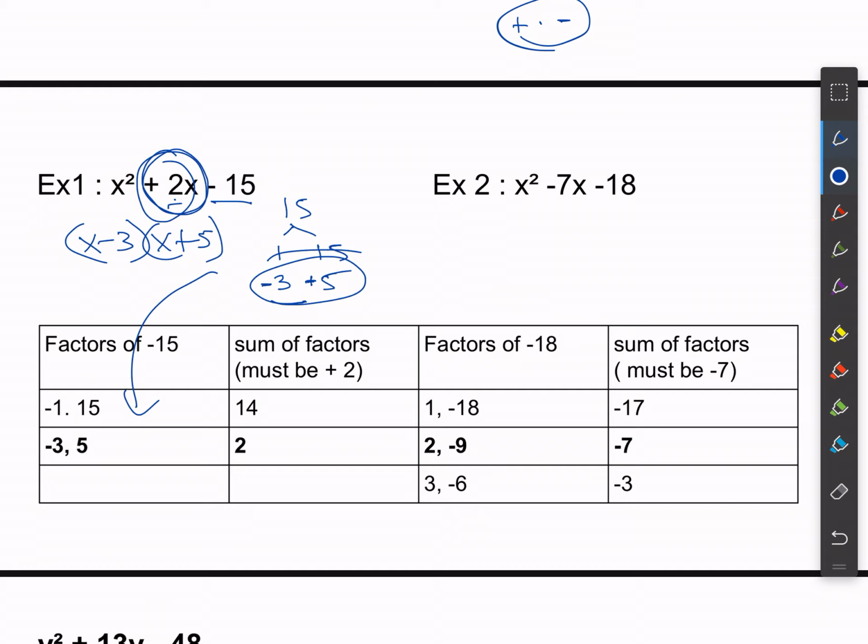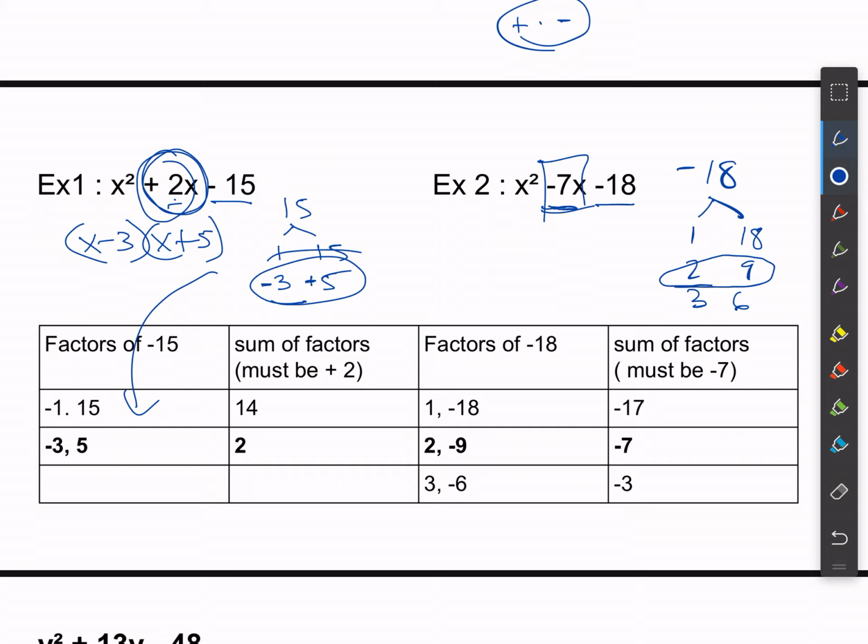And then another example here, this one's negative, and this one's negative. So that one's kind of interesting. So here we go. We're looking at negative 18. The factors of 18 would be 1 and 18, 2 and 9, 3 and 6. Okay, we're looking for a possibility of a negative 7. These definitely have a difference of 7. Okay, so 2 and 9, if you subtract them, you get 7. So we're looking at that.